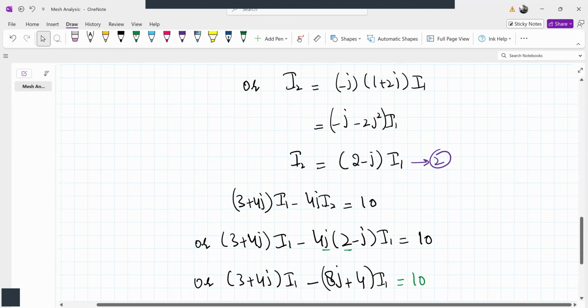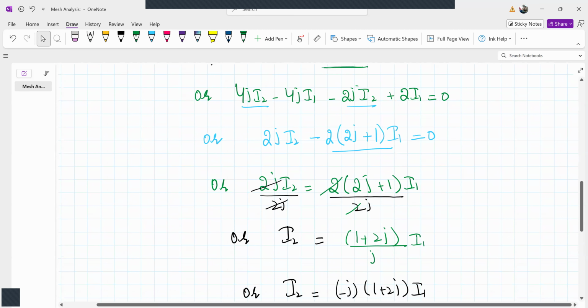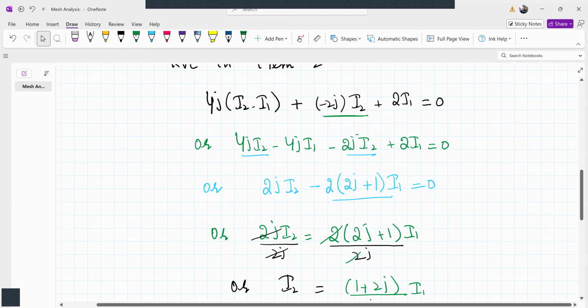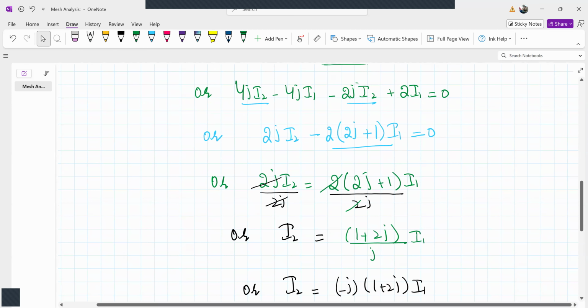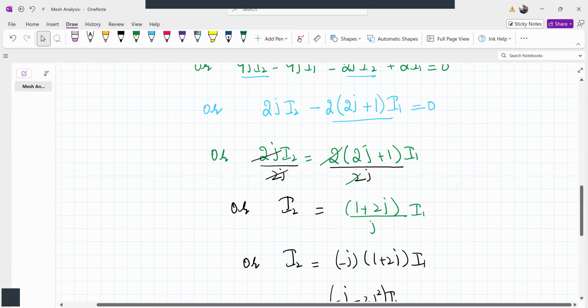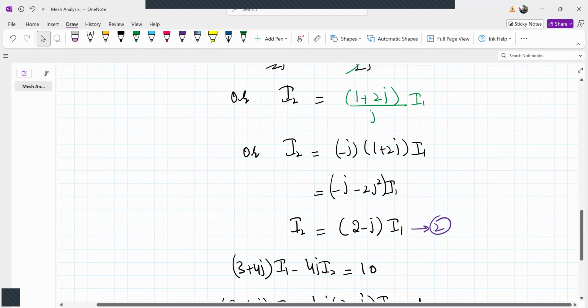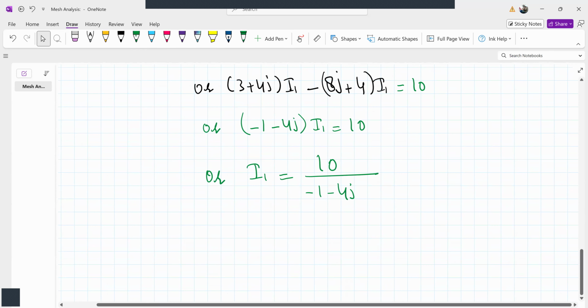So what is the relationship between I1 and I2? Let me confirm this one more time. I2 is 2 minus j I1. I think this is correct.